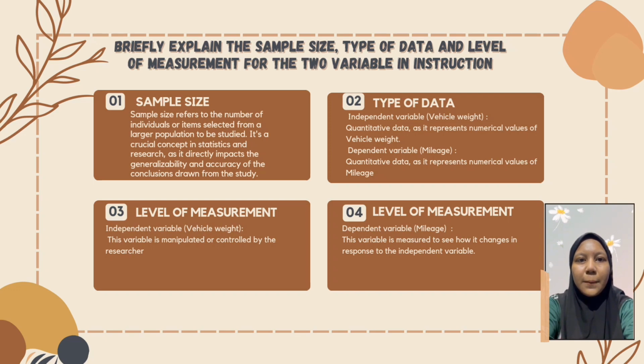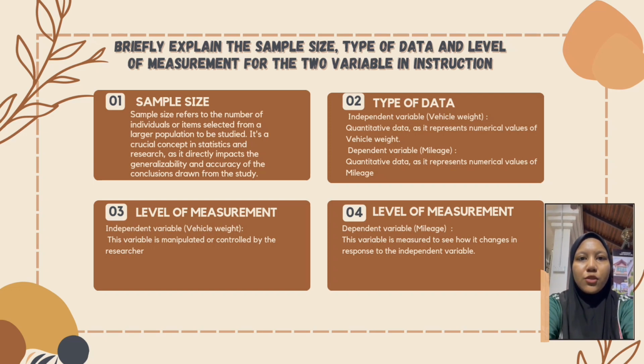from the study. Type of data: independent variable vehicle weight, quantitative data as it represents numerical values of vehicle weight. Dependent variable mileage, quantitative data as it represents numerical values of mileage. Level of measurement: independent variable vehicle weight, ratio level of measure. This variable is manipulated or controlled by the researcher to see its effect on the dependent variable.